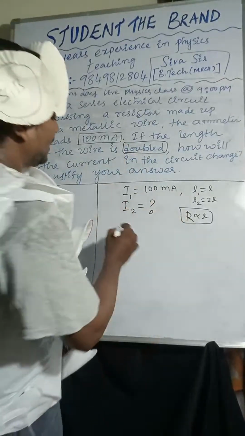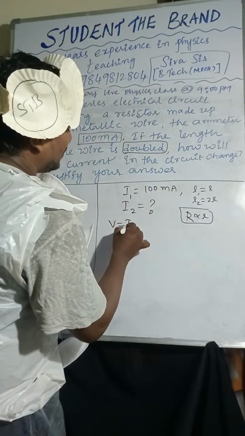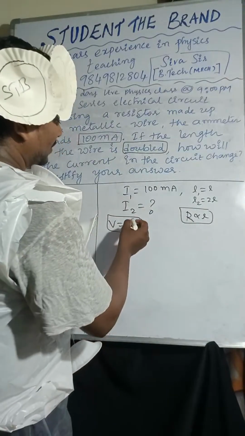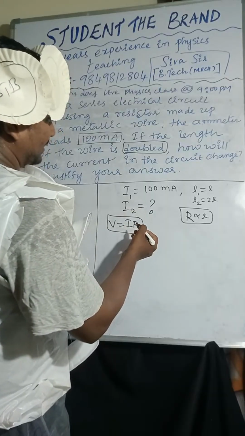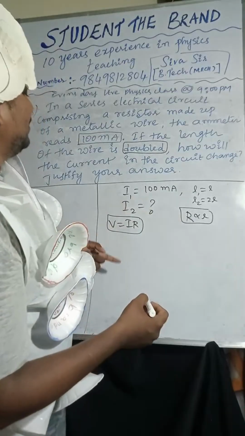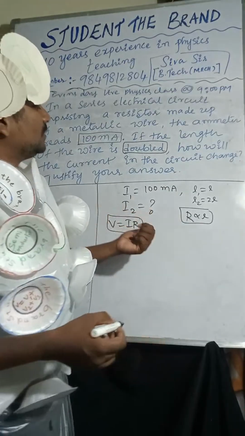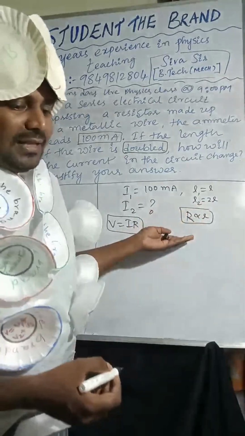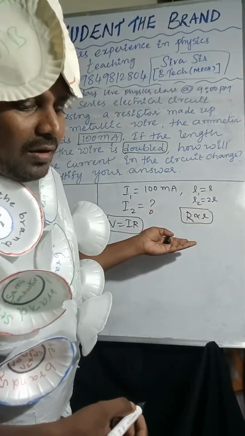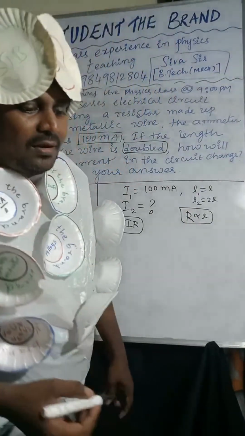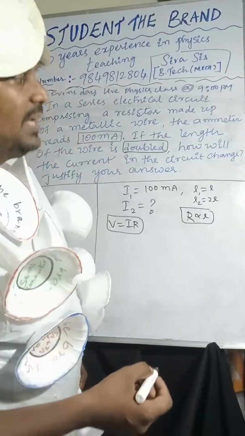Normally if you are taking V equal to IR, we know the I value and R value, and we need to find out the I value. But they didn't give R, they didn't give V. They gave the length. How to do it? I2 equals 15 ampere is correct. Okay, L2, I2.